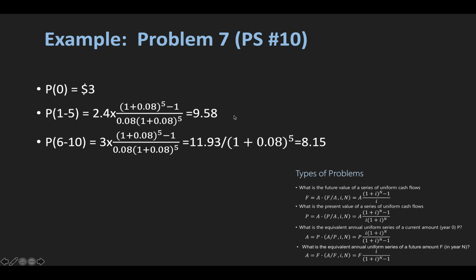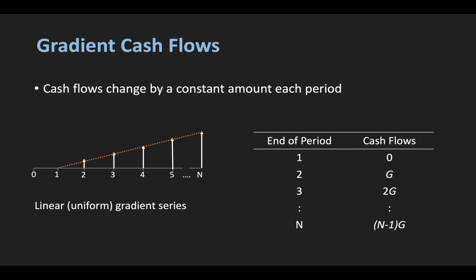All right, so that's how we do this example. I hope you understand how we did it. The third cash flow is a gradient cash flow. So basically, this cash flow actually changes. You can see that at each time period, the value is different, but it changed by a constant amount each period. So you can see that it basically follows a straight line here, right?